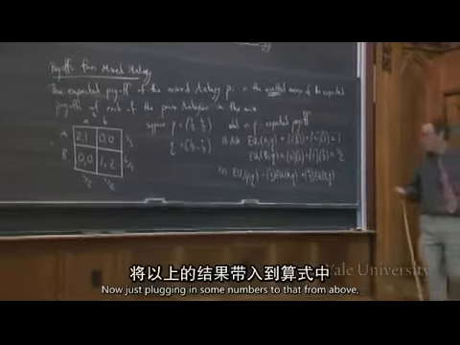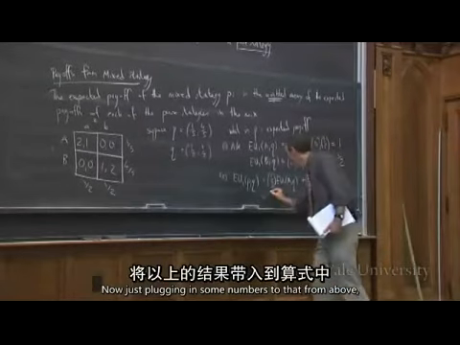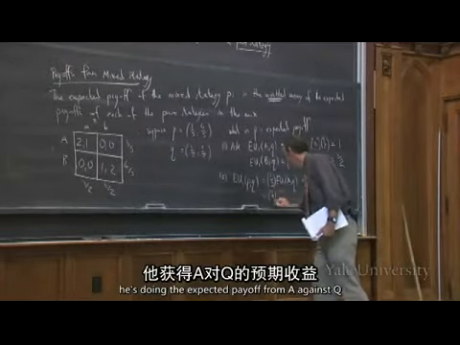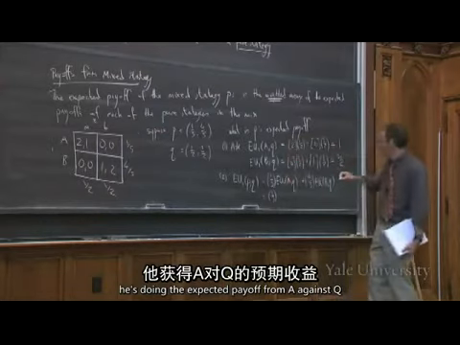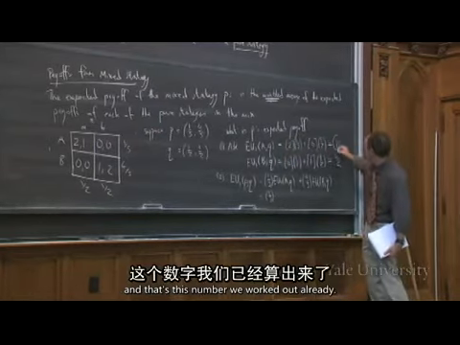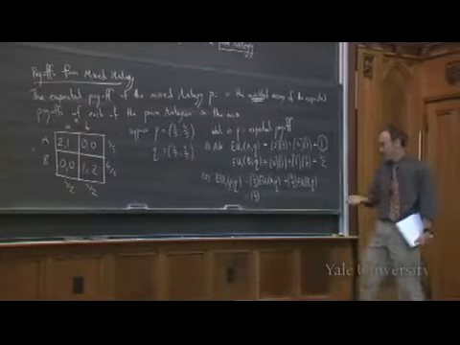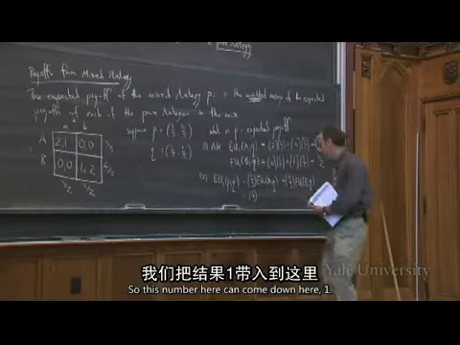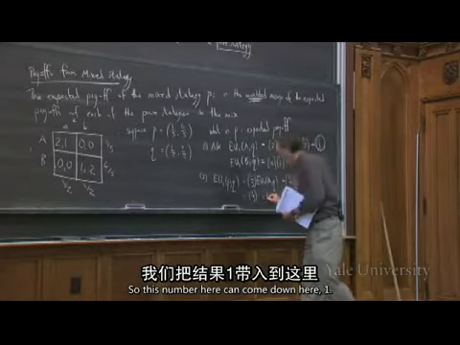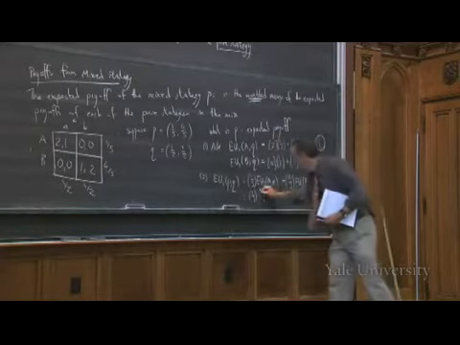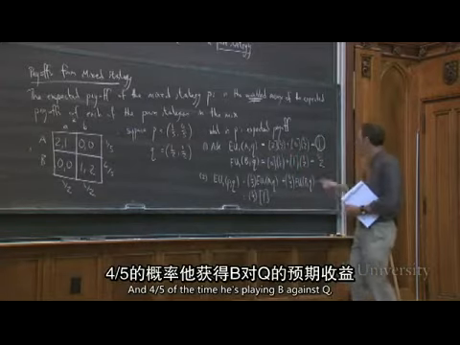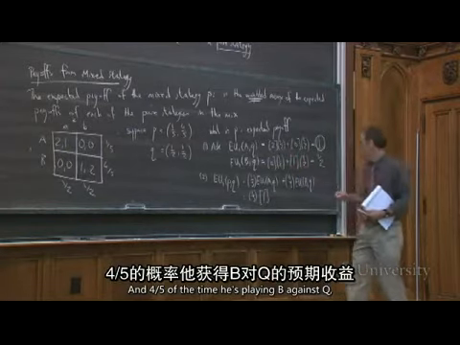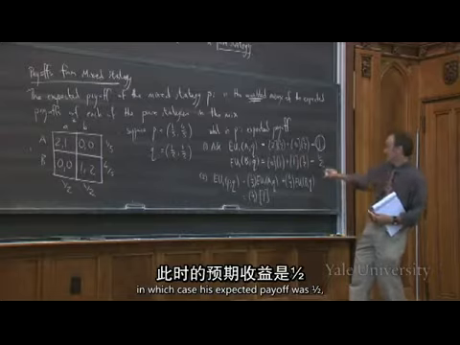All right? And now just plugging in some numbers from above, so we've got 1/5 of the time he's getting the expected payoff from A against Q, and that's this number we worked out already. So this number here can come down here, 1. And 4/5 of the time he's playing B against Q, in which case his expected payoff was 1/2.